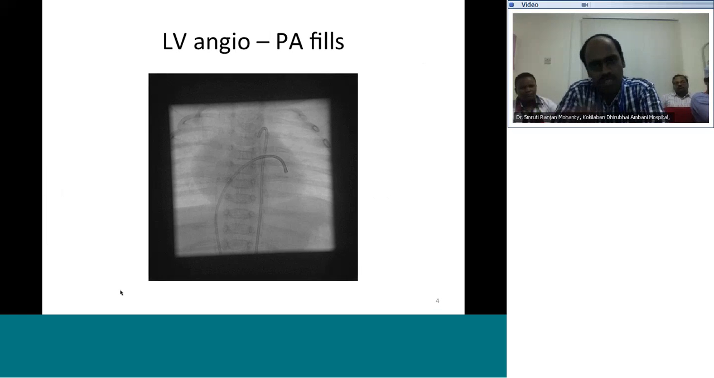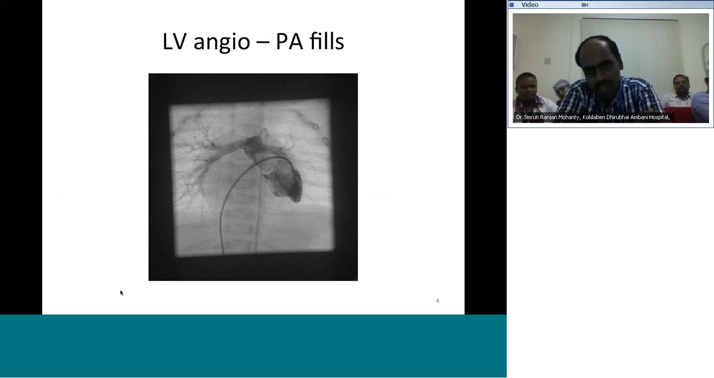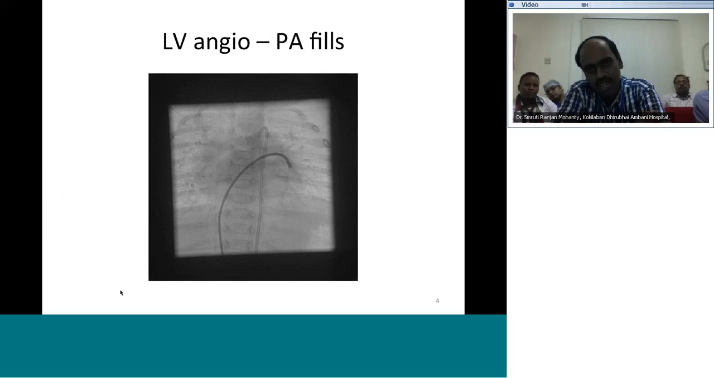If you look at this left ventricular angiogram of a patient who is having transposition, the left ventricle fills the pulmonary artery, pulmonary veins fill the left atrium, again the left ventricle fills and the pulmonary artery fills. You don't find a filling of the right atrium and the right ventricle at all. This is what is called parallel circulation.